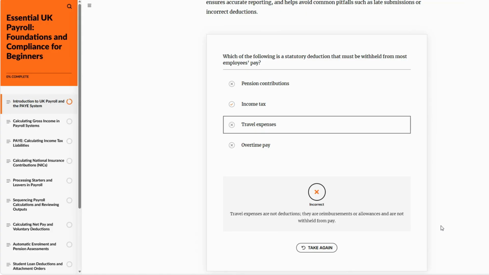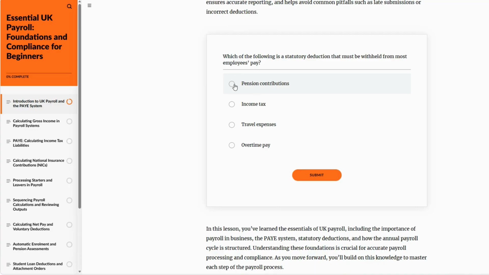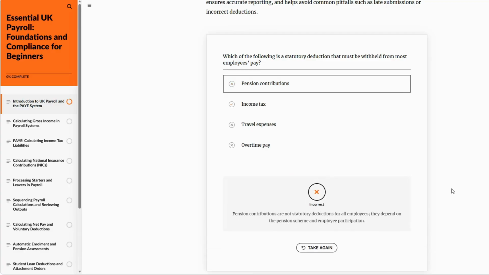There are various topics in this payroll course. Each topic will look at important concepts and knowledge required to process payroll. At the end of each topic there will be a quiz section.